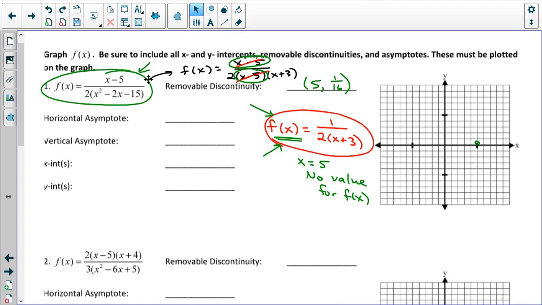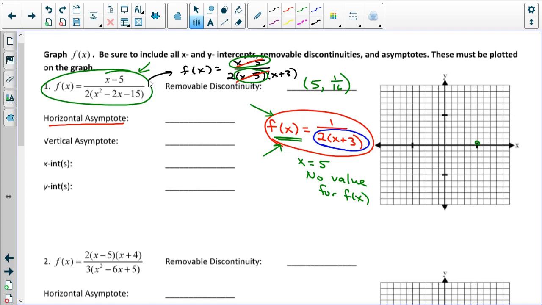There's a hole there. Horizontal asymptote. So horizontal asymptote is what happens as the function goes off to infinity or negative infinity for x values. If I take a look at this, if I substitute in really big values for x, either positively or negatively, I'm going to end up with 1 divided by a really big number.